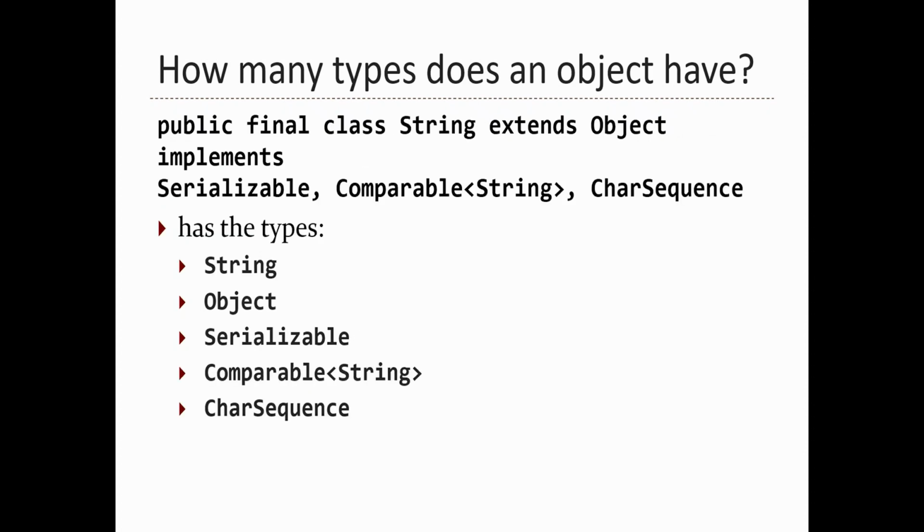And finally, one more. String turns out to implement a whole bunch of interfaces. It implements 1, 2, 3 interfaces, so it has all of those types. It has its own type String, and it has the type of its superclass, big O Object. So String actually has 5 different types.